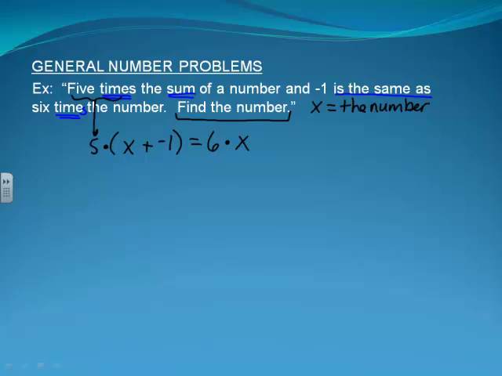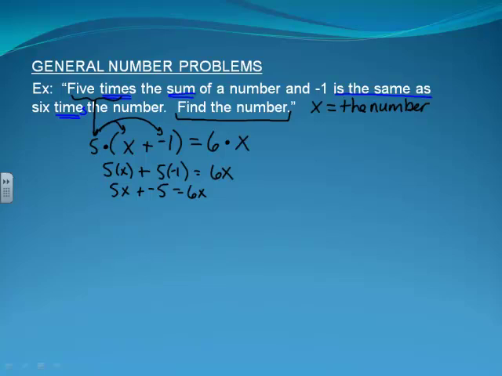So now we're simply going to do the math, simplify as before. So we're going to distribute the 5. This is a distributive property step. 5 times x is 5x, plus 5 times negative 1 is negative 5. And that's equal to 6 times x, which is simply 6x. Clean it up: 5x plus negative 5 is equal to 6x.